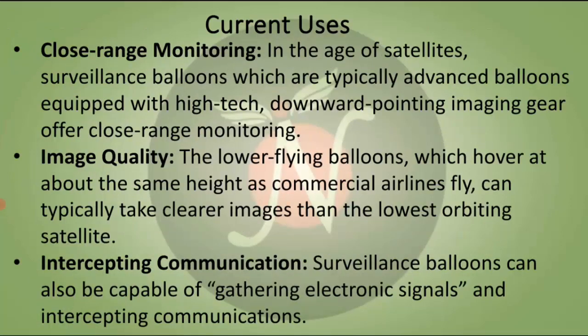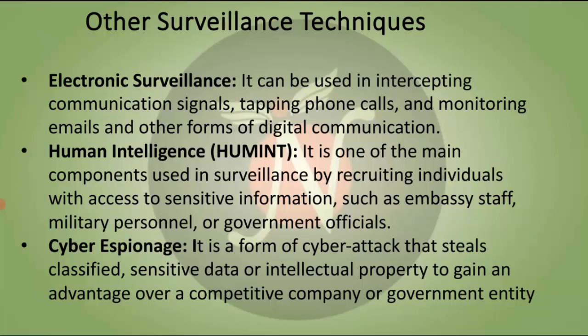Now, we will see the current uses. First, close range monitoring. In the age of satellites, surveillance balloons, which are typically advanced balloons equipped with high-tech downward pointing imaging gear, offer close range monitoring. Second, image quality. The lower flying balloons, which hover at about the same height as commercial airlines fly, can typically take clearer images than the lowest orbiting satellites. Then intercepting communication. Surveillance balloons can also gather electronic signals and intercept communications.